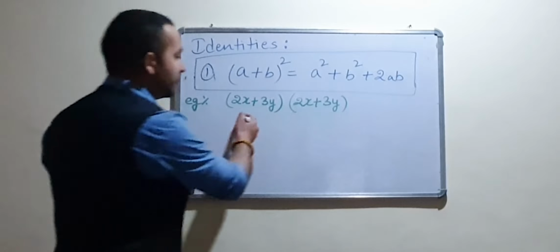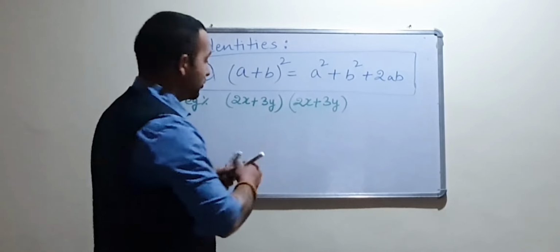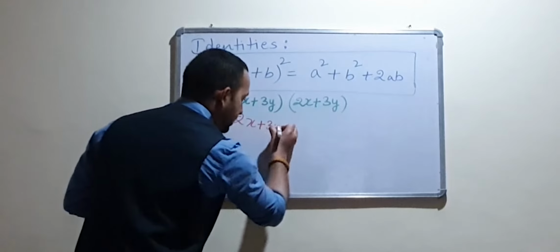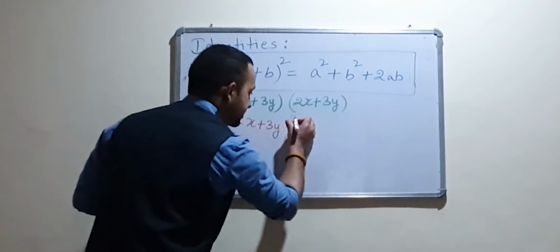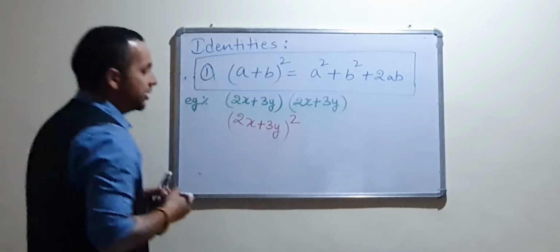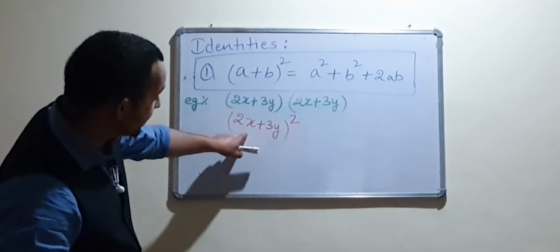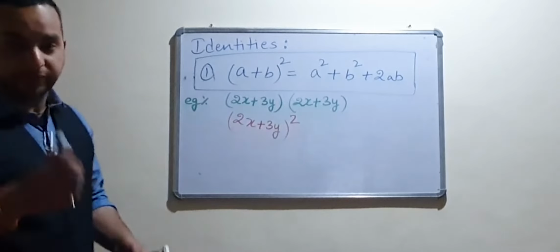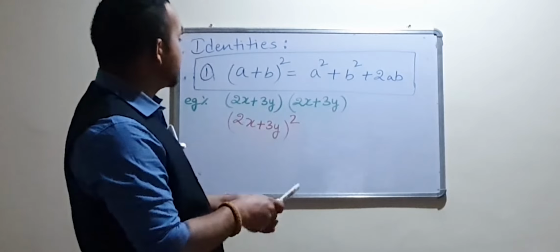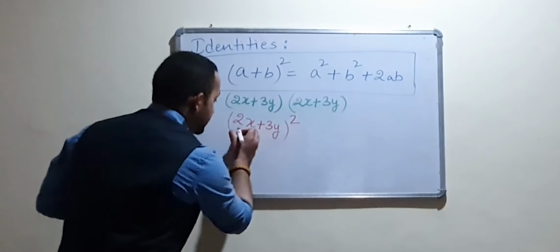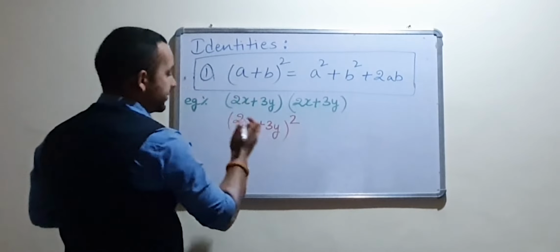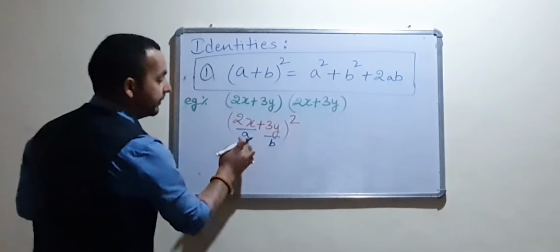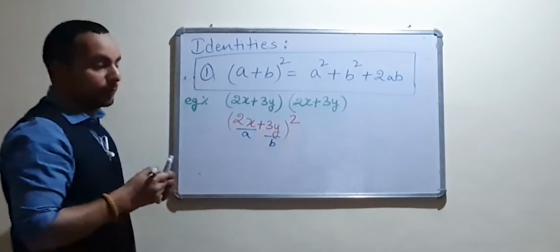That 2x plus 3y, 2x plus 3y is common. So we are writing it only once. So 2x plus 3y is a common, so we'll write it once and we can write 2x plus 3y square. Now 2x plus 3y square is in the form of a plus b whole square, which is the first identity. In place of a, there is a 2x. In place of b, there is a 3y.